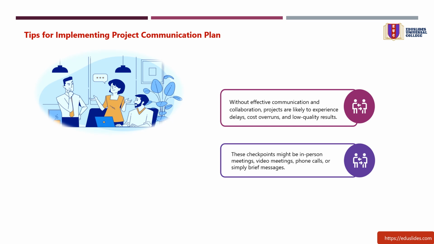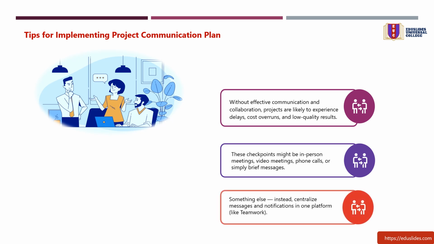2. Manage communication overload. Too much of a good thing is possible, even too much communication. A good solution to communication overload is to reduce the number of communication tools your employees use. There's no need for email, and Slack, and a messaging app, and something else. Instead, centralize messages and notifications in one platform, like Teamwork. If possible, it's also helpful to increase in-person communication and encourage your employees to take time away from their screens during the workday.